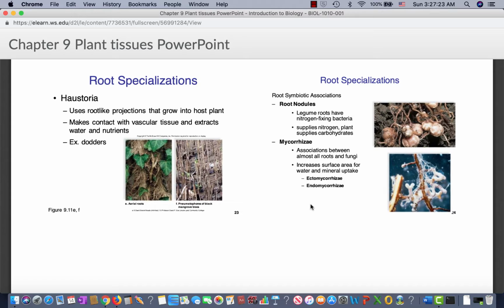And then a mycorrhiza is an association between roots and fungus. Literally the vast majority of plants could not survive without these mycorrhizal symbioses. It increases the surface area of the roots and allows for more water and mineral uptake. Usually the fungus gets some sugar out of the deal.